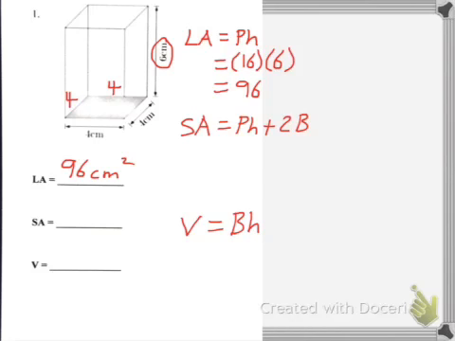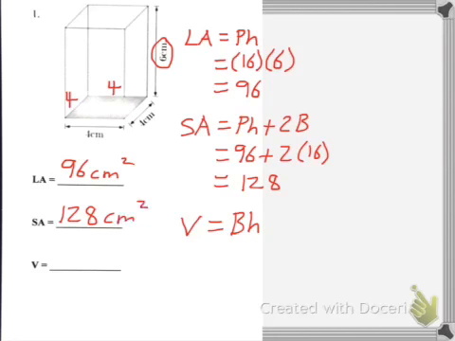Okay, for surface area of the rectangular prism, we already found the lateral surface area, so we can substitute that in right here. We said that was 96. Alright, plus 2 times capital B. Okay, capital B stands for the area of the base. So I would multiply the sides of that square at the bottom, 4 times 4, and I would get 16. When I put all that in my calculator, 96 plus 2 times 16, you'll get 128. So my total surface area is 128 centimeters squared.